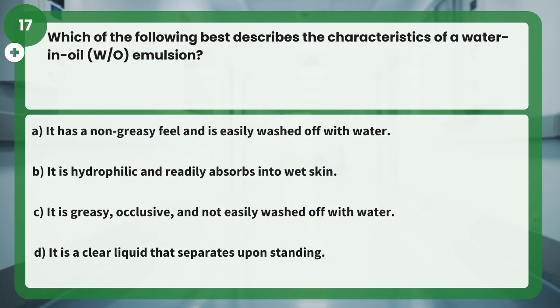Question 17. Which of the following best describes the characteristics of a water-in-oil, W/O, emulsion? A. It has a non-greasy feel and is easily washed off with water. B. It is hydrophilic and readily absorbs into wet skin. C. It is greasy, occlusive, and not easily washed off with water. D. It is a clear liquid that separates upon standing.